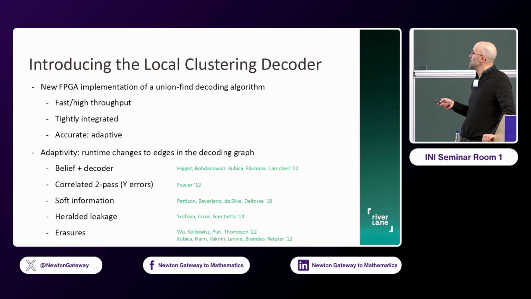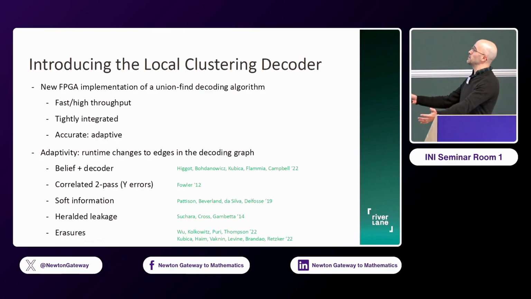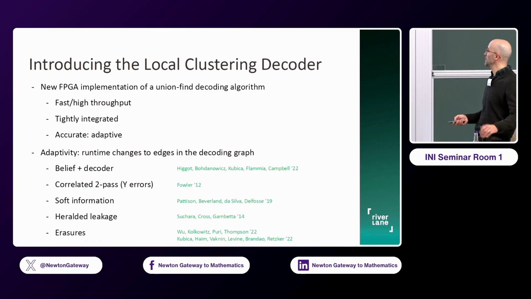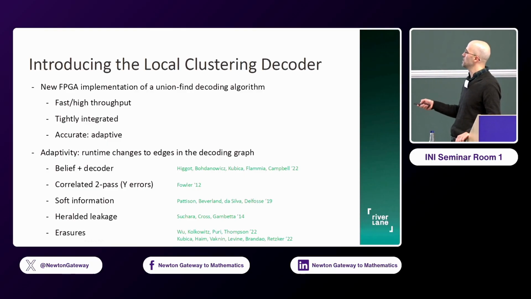For us, adaptivity means that we can, at runtime, update the error model that we're using to decode our qubits based on data we're collecting about these qubits. This adaptivity feature unlocks lots of accuracy features you could implement with your decoder. I've listed some of them here.